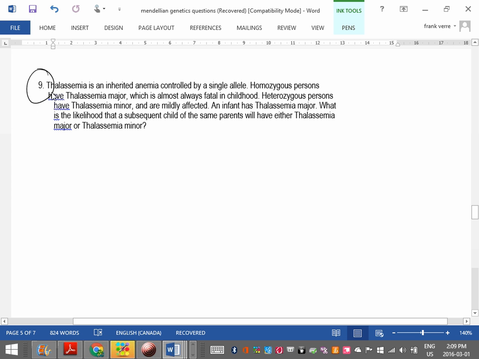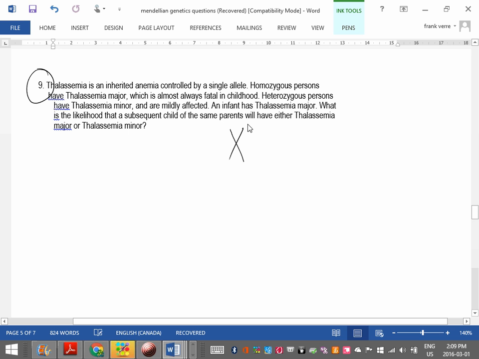Thalassemia. This is mixed genetics, so this is actually an example of just simple autosomal. Okay, so it says thalassemia is a type of anemia. It's controlled by a gene. A homozygous person will have thalassemia major, which is fatal. Heterozygous will be mildly affected. So if an infant has thalassemia major, so you have a child that has thalassemia major, right? That means they have 2 what?